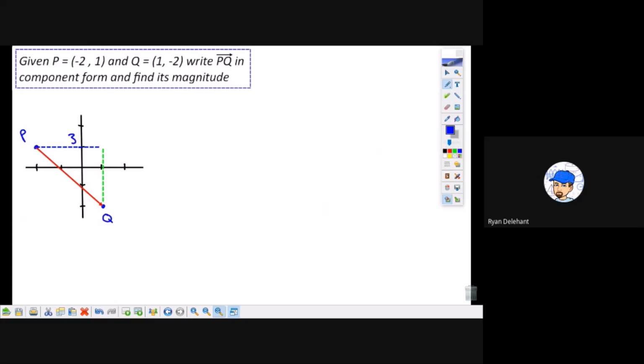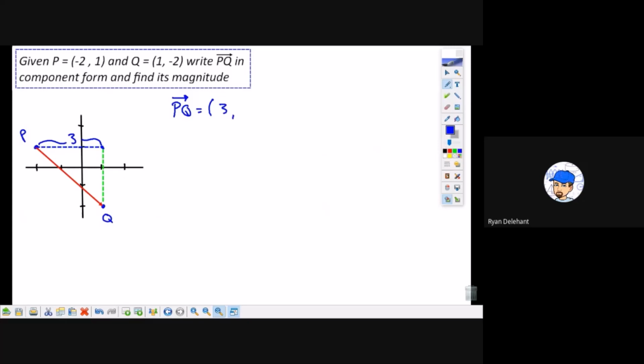Positive or negative? Positive, because we're traveling from the left side to the right side. So we know that this distance is the 3. The Y component of this, so let's actually write this out piece by piece. Here's PQ, and we're going to write its vector components. The first one is 3. That's its X part. What's its Y part?